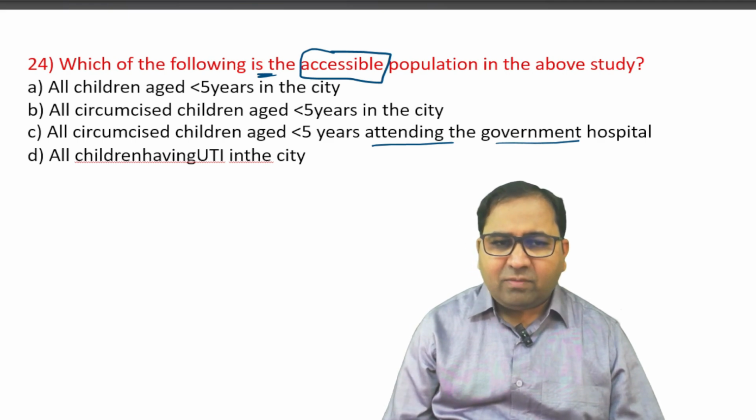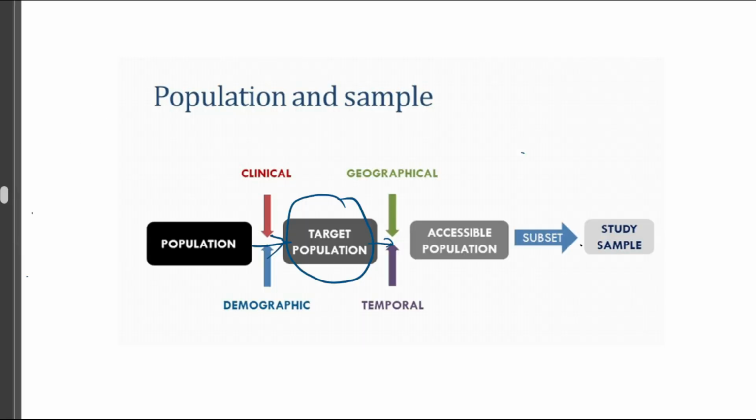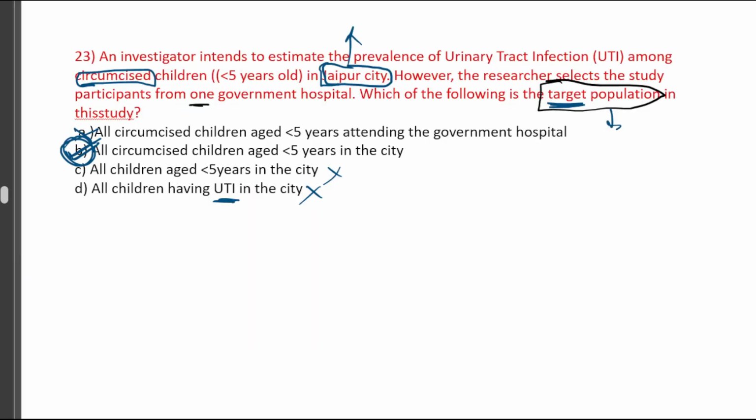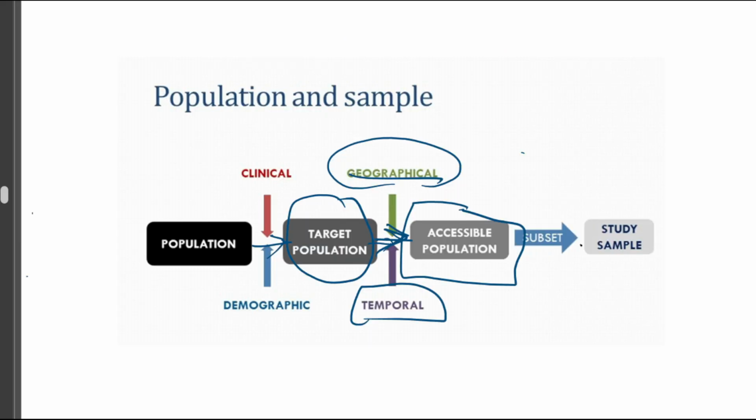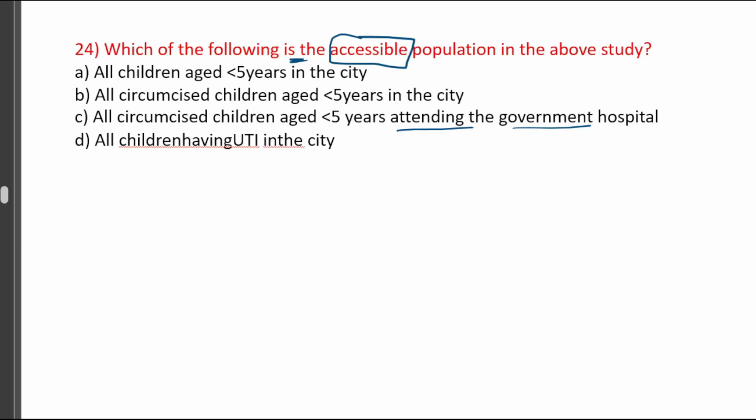The target population was the circumcised children in the city. Now see here, what was the accessible population? Accessible population came out of the target population. Now because of the geographical and temporal characteristics, what was the geographical characteristic in this question? The government hospital is a geography from one area only. So the answer for our question will be all the circumcised children less than 5 years of age attending the government hospital. This is the answer for this question.